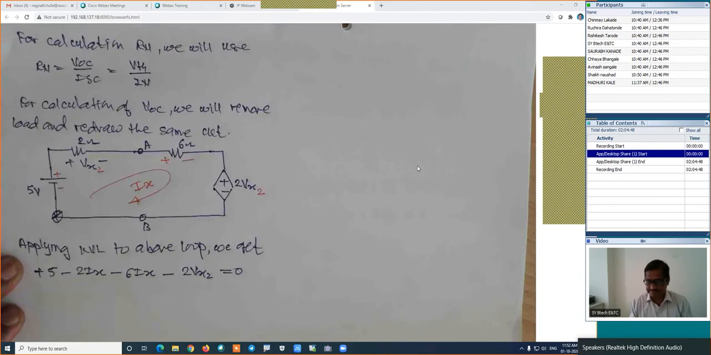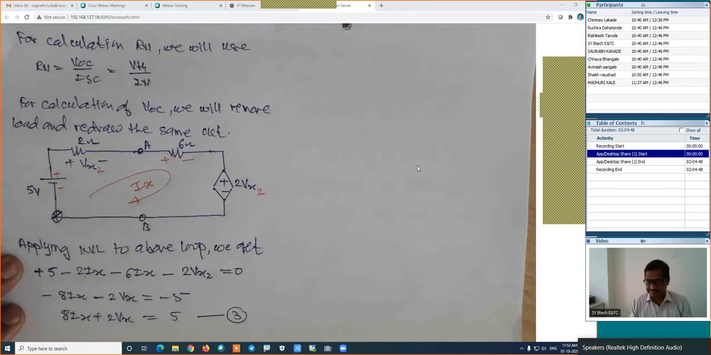Is it right? How will the equation be? This is 2Ix and this is 6Ix, meaning 8Ix. It's minus 8Ix. Is it right? This is minus 8Ix minus 2Vx, which is equal to minus 5, or 8Ix plus 2Vx is equal to 5, and this is equation number 3.